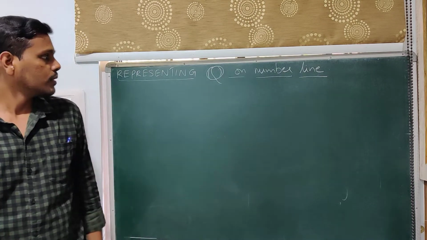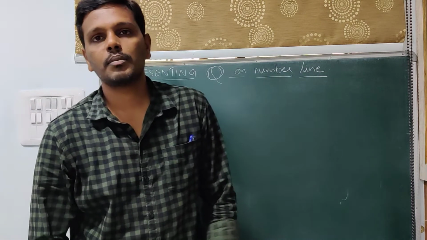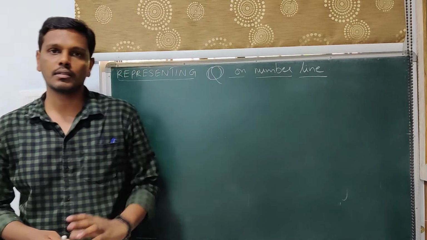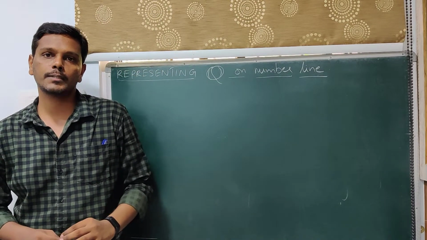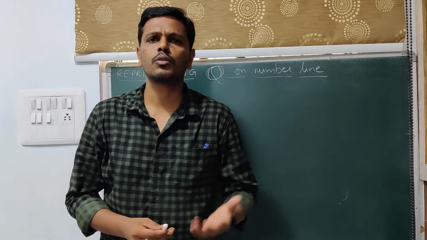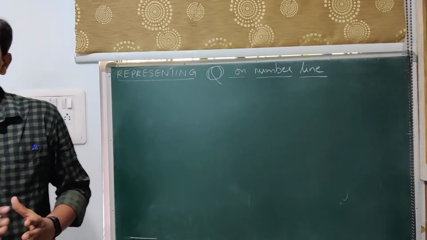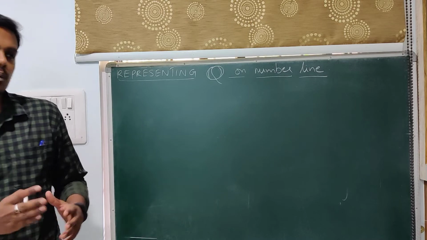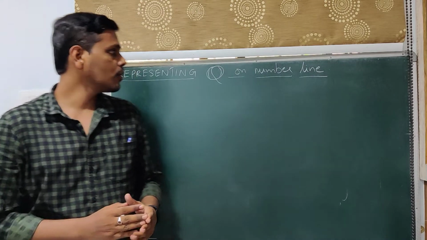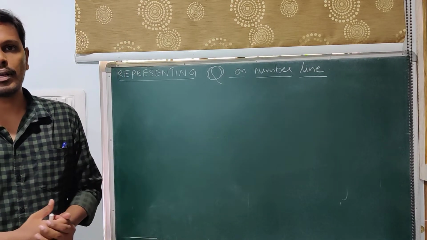Good morning. Today we will be discussing representing rational numbers on a number line. In the previous discussions, we have covered what a rational number is, how to do arithmetic operations on rational numbers, and applications of rational numbers. These are the three concepts which we have discussed in the previous classes. Now, we will be representing rational numbers on the number line.